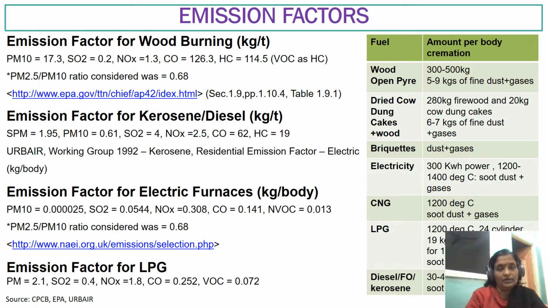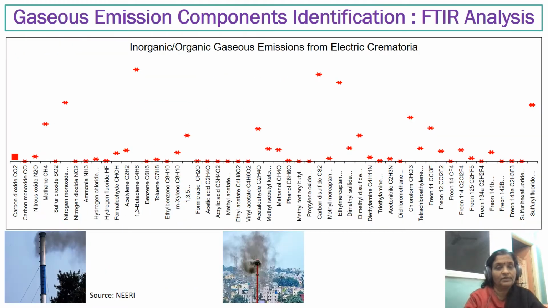So here you can see that for various types of cremation, how much fuel is being used, what temperature is being generated, and what types of gases are produced. About 5 to 9 kgs of dust and gases are coming out from wood. 6 to 7 kgs of fine dust is coming out from cow dung. And similarly for electricity, CNG, LPG, and diesel fired crematoria. So based on these emission factors, we can estimate the total emissions that are coming out of the crematoria.